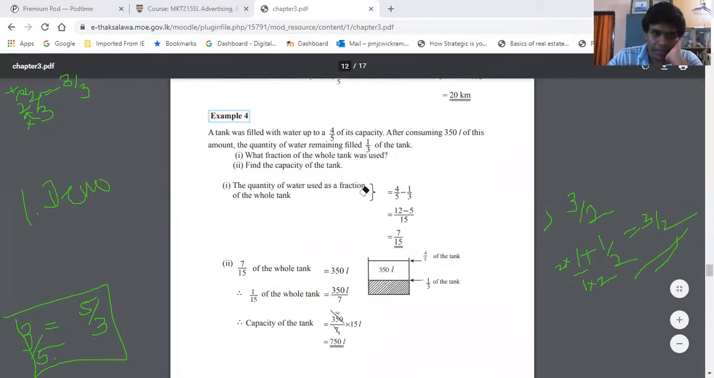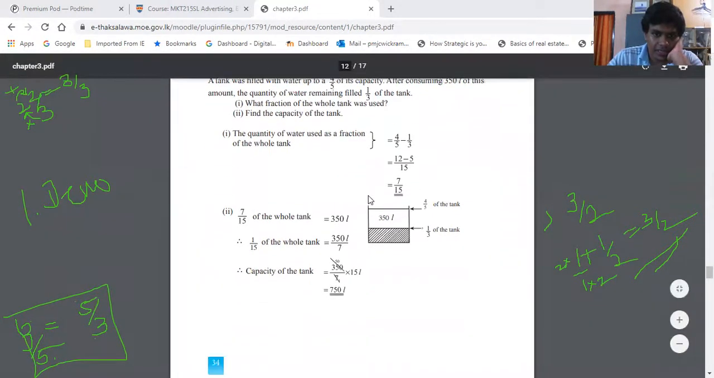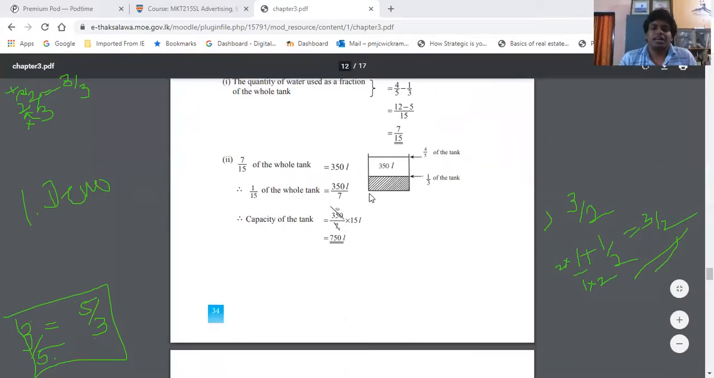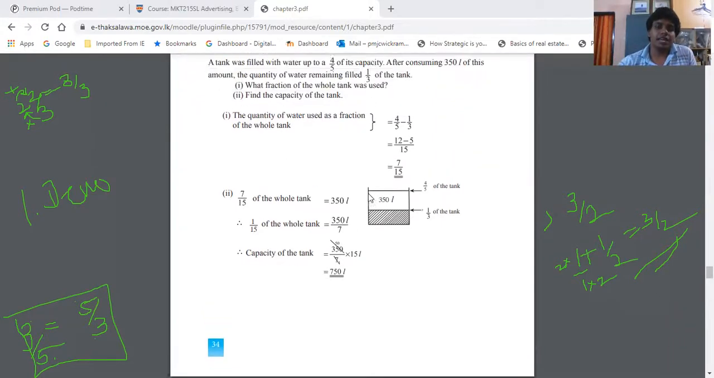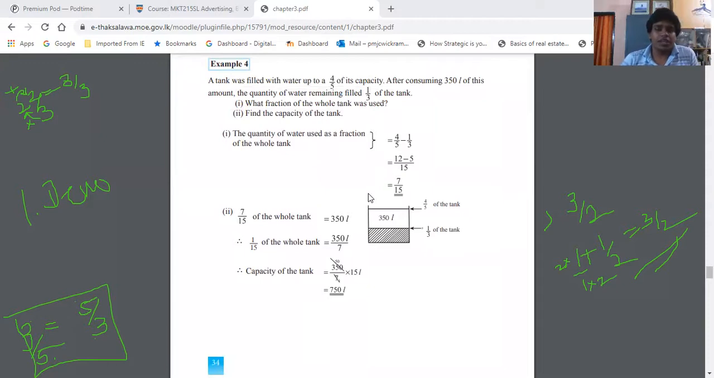And the next part they're asking is to find the capacity of the tank, where 7/15 of the whole tank is 350. Now we have found that 350 liters corresponds to this fraction. So if 7/15 is 350, we can find 1/15, and then the capacity of the whole tank.